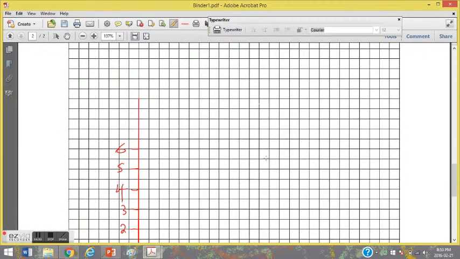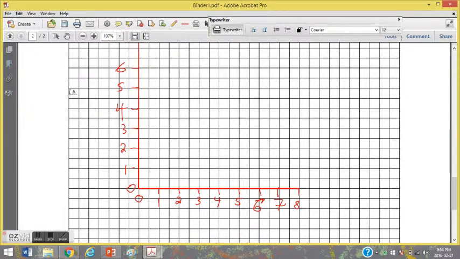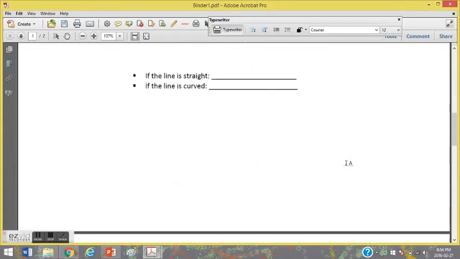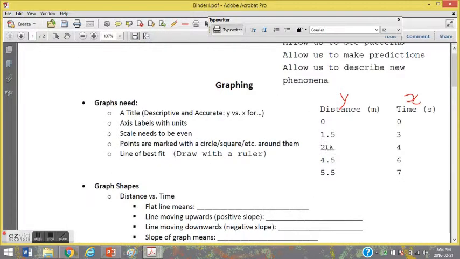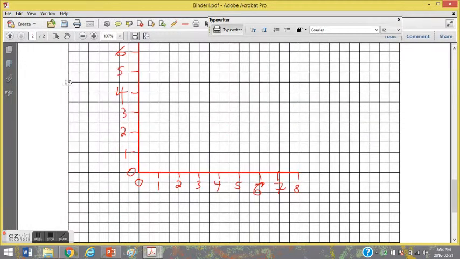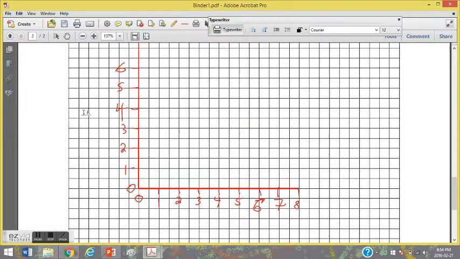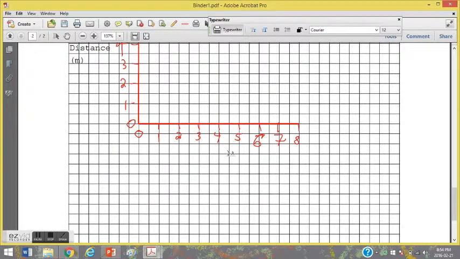I don't have a title yet, so let's add a title to this. It's going to be distance versus time for an object in motion. Okay. I need to know what the scale is on this side, what the units are here, as well as what I'm talking about. And on this side, we've got distance in meters. So I need to say both of those things. So I've got, okay, distance in meters. On the bottom, I'm going to have time in seconds.